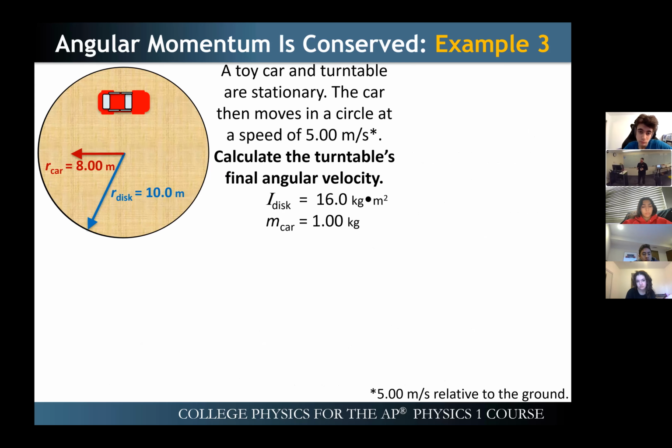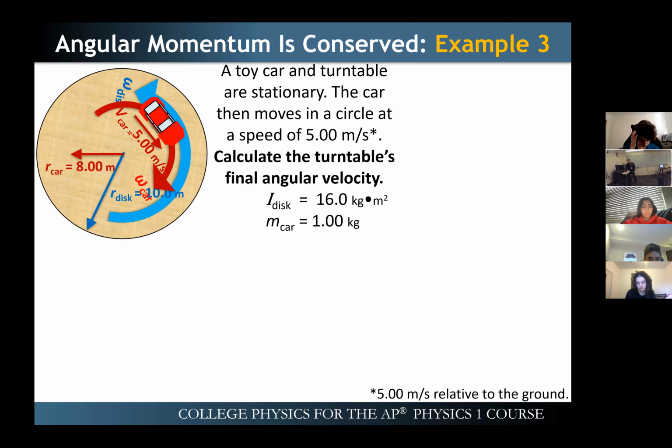Now, they're telling us a few things here. They're saying that the disc that this turntable is made of is 16 kg/m², and the car's mass is 1 kilogram. It's just a little toy car. The car is located 8 meters from the center of this disc, and the disc itself has a radius of 10 meters. So if we think about angular momentum, a few things we can figure out.